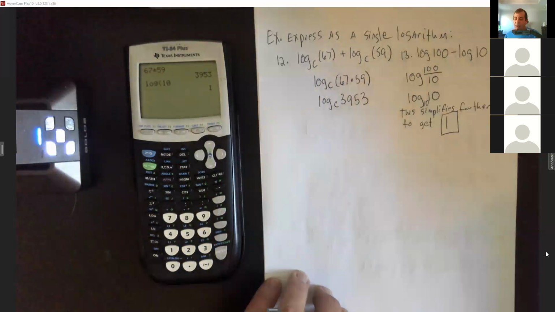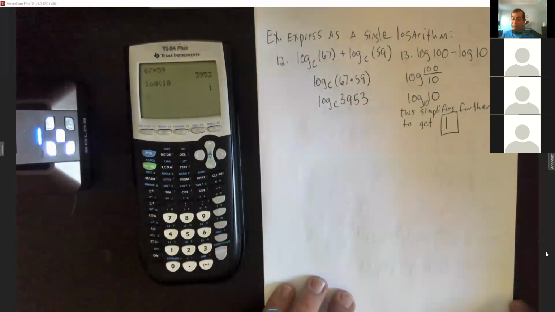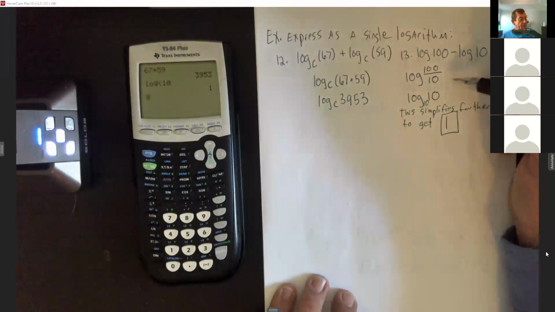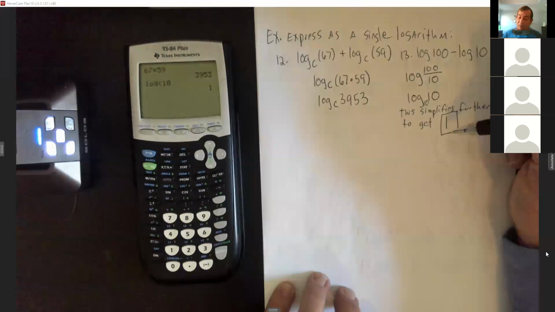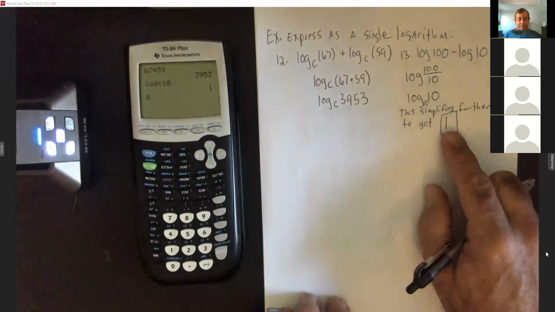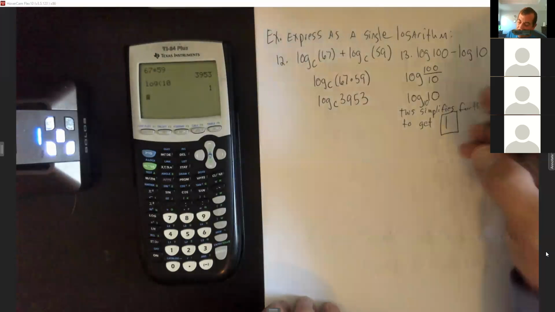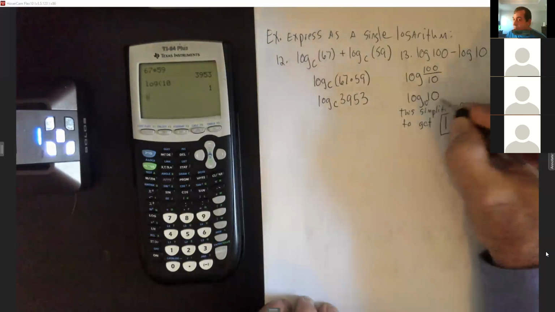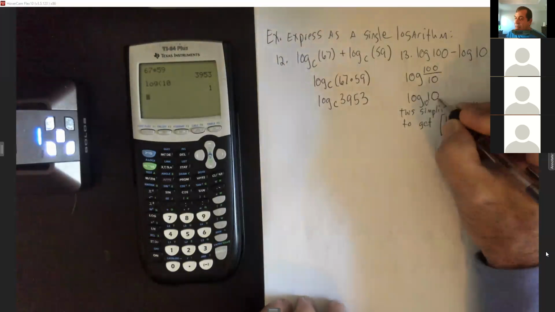So y'all watch out on those. Some of those, especially on 13, when you put that answer in, it wants you to simplify it to the final answer that you get, okay? Anytime that log base matches that result, the answer is 1.